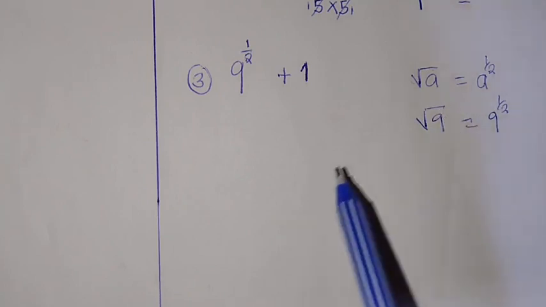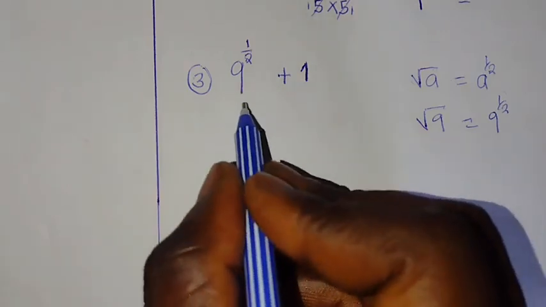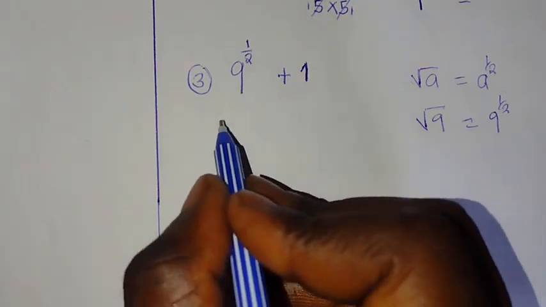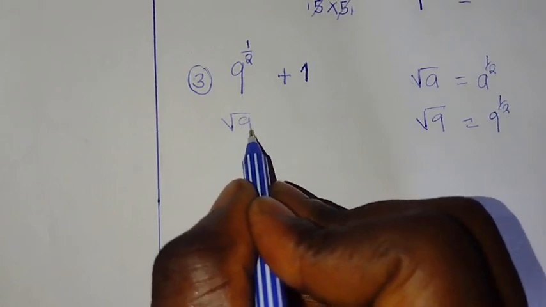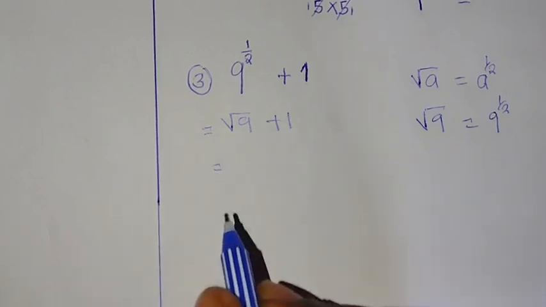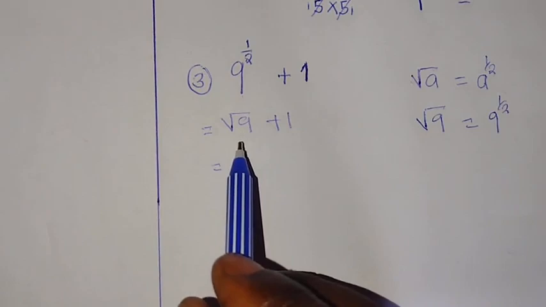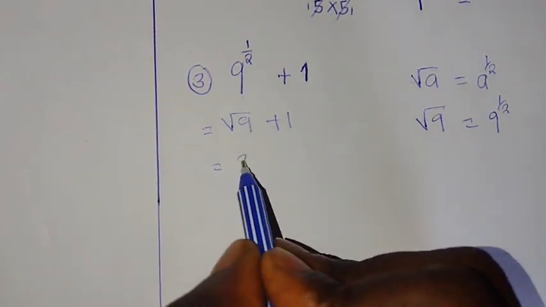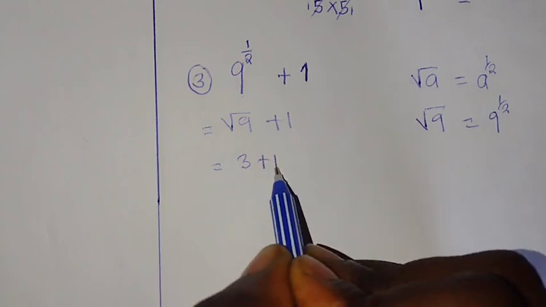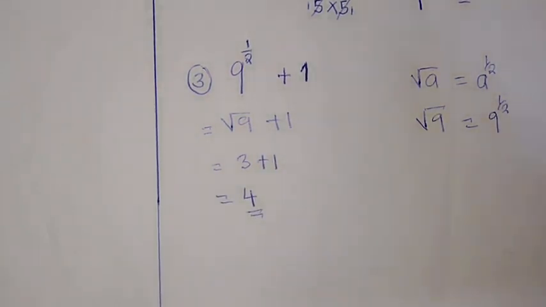Okay, so I'll use two methods to answer this question. I'll write 9 to the power half, which is the square root of 9, then plus 1. For the square root of 9, we are looking for the number that we can multiply by itself twice to get 9. That number is 3. So the square root of 9 is 3, plus 1, and this will give us 4. This is our first method.